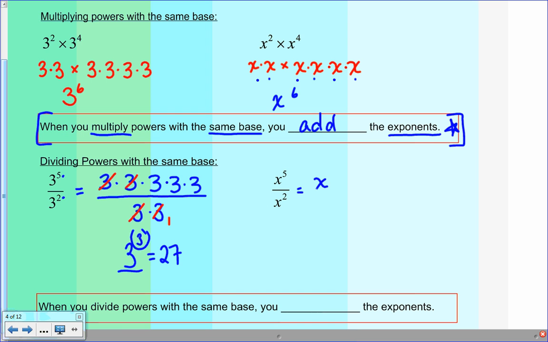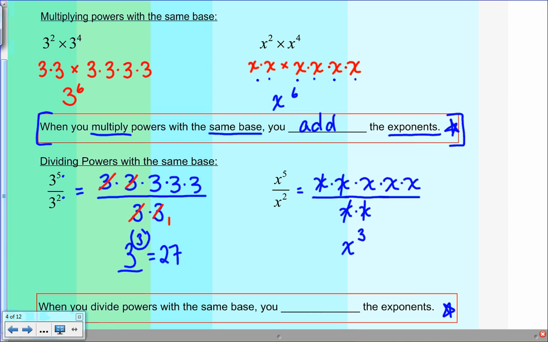X to the power of 5 is x times x times x times x times x. I have 5 of them: 1, 2, 3, 4, 5. And x squared is x times x. Then the x's can cancel out. One gets matched with one and another gets matched with another, and we're left with x cubed. Again, think about how 5 and 2 get turned into 3, just as 5 and 2 got turned into 3 with the 3's. Then we can use that to fill out this rule down here.